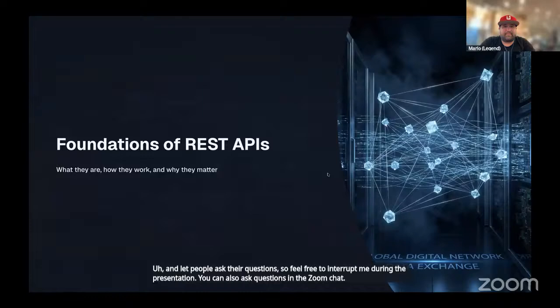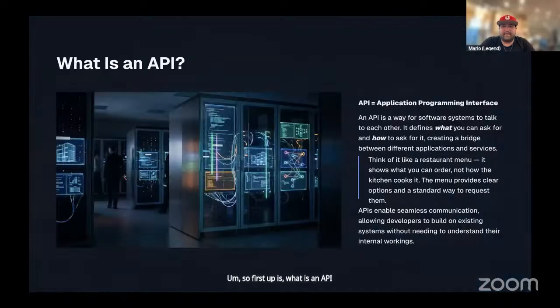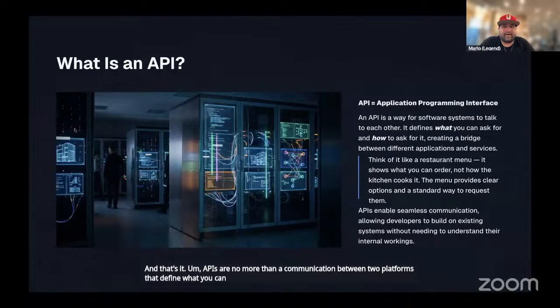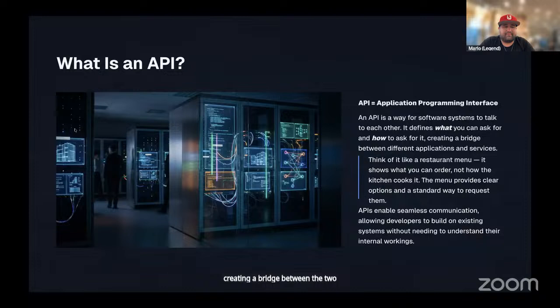So first up is, what is an API, right? API is application programming interface. That's the definition of an API, or the acronym's actual definition. And an API is a way for software systems to talk to each other. And that's it. APIs are no more than a communication between two platforms that define what you can ask for and how to ask for it, creating a bridge between the two applications and services.